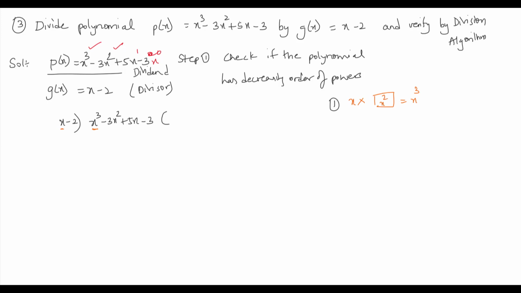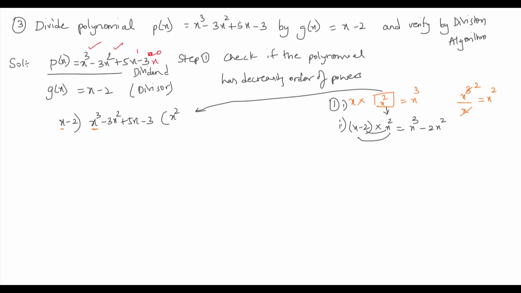If you are not able to do it directly, take the x cube which is inside and the x which is on the divisor part, divide them, and you will get the answer which you have to multiply. So x should be multiplied by x square. This x square should be taken here. Then g of x, x minus 2. Take the divisor part and multiply by this x square. So x square into x will give us x cube, minus x square into 2 will give us minus 2x square.